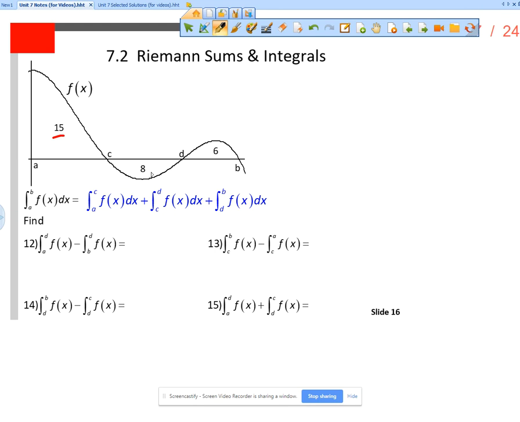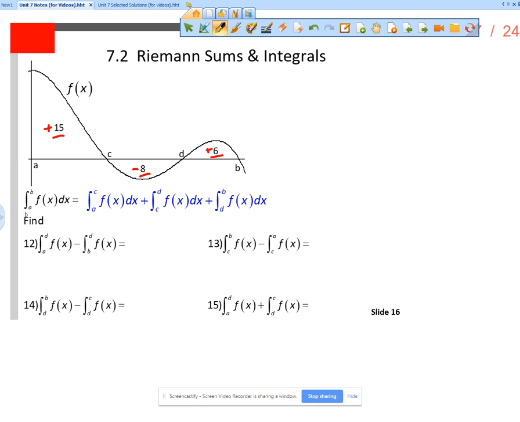Now, these areas are technically geometric areas, right? All I'm telling you is this is how much space is taken up in that region, all right? Now, 15 is above the x-axis, so that's a positive area, and 8 is below the x-axis, so that's a negative area, and 6 is above the x-axis, so that's a positive area, all right?